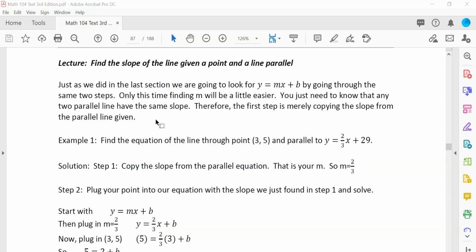In part B of lesson 2.3, the goal is to find the slope of the line, given a point and a line parallel to it. So basically, we're still going to be finding the equation of a line, but this time I'm going to be given a point and another line, a line that is parallel to the one I'm looking for. Now, what do we mean by parallel?